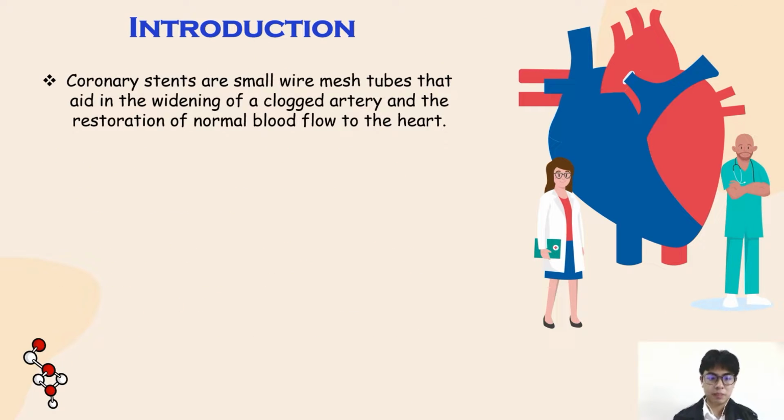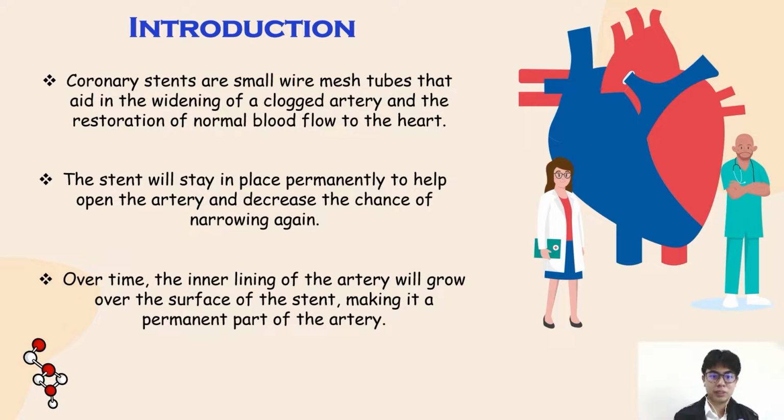What is a coronary stent? Coronary stents are small wire mesh tubes that aid in widening of clogged coronary arteries and the restoration of normal blood flow to the heart. The stent is implanted into the coronary artery and stays in place permanently to decrease the chance of narrowing again. The inner lining of the coronary artery will grow over the surface of the stent and make it a permanent part of the body.